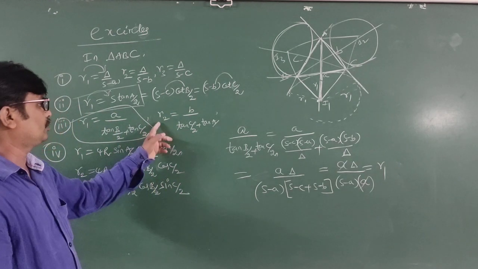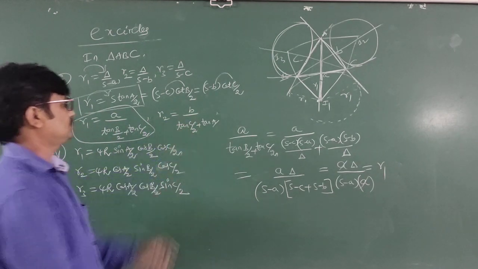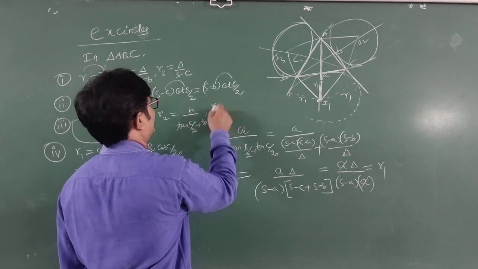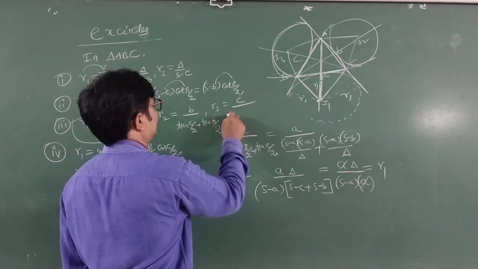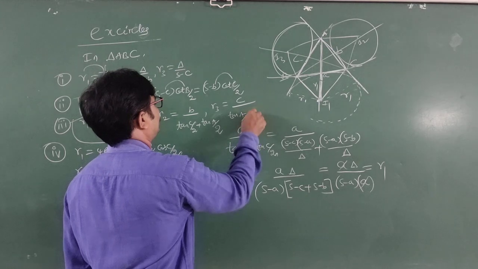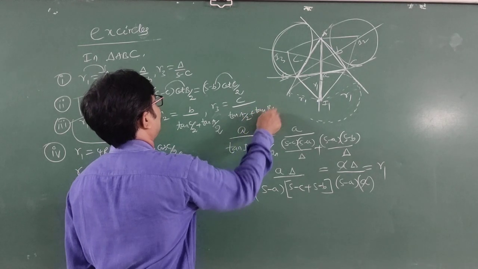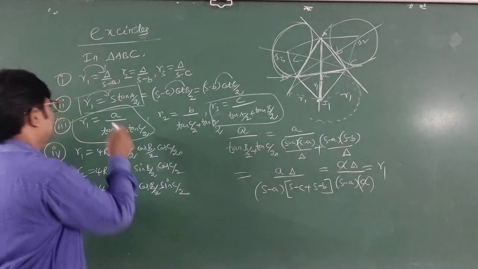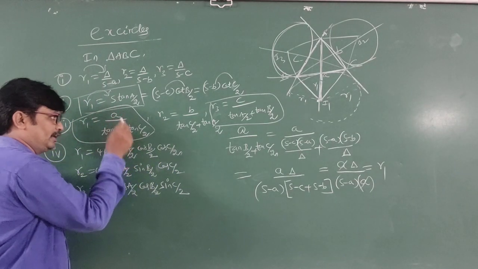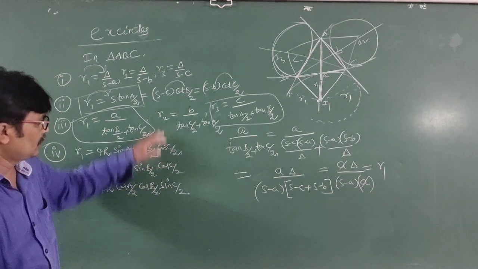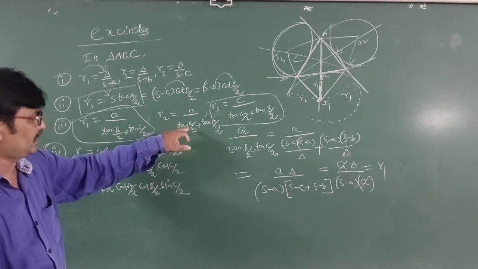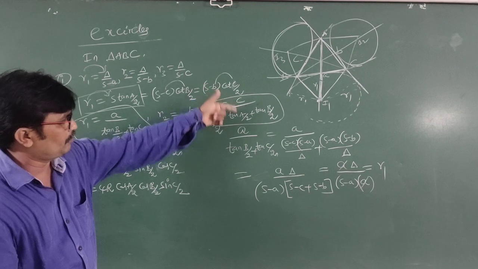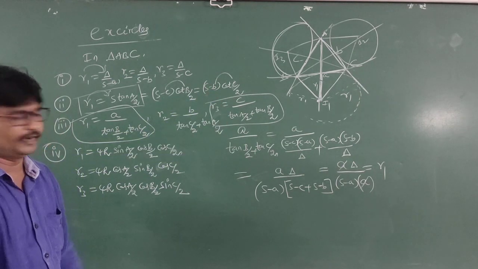Similarly, we can prove r2 equal to b by tan C by 2 plus tan A by 2. And also students, r3 we can prove equal to c by tan of A by 2 plus tan of B by 2. Okay, is it clear? So the small r1 is a by tan B by 2 plus tan C by 2, r2 is b by tan C by 2 plus tan A by 2, and r3 is c upon tan A by 2 plus tan B by 2.